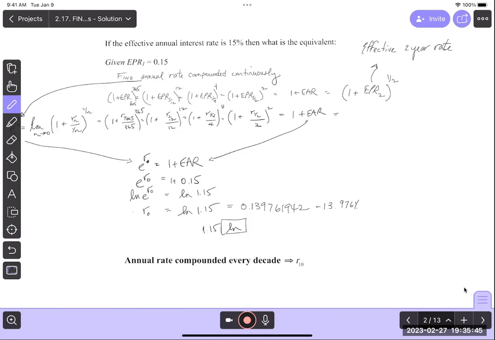What about 10 years? How should it look? Should be 10 years. And then to get back to the year, you have to partition it into 10 parts in the exponent. So that now that's a year. So if you just work with the patterns, you're going to be okay.